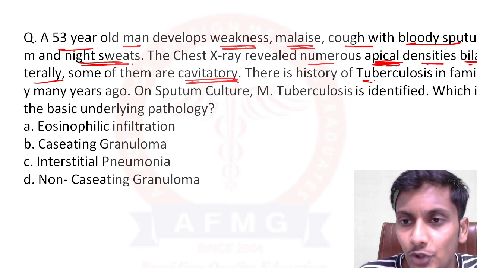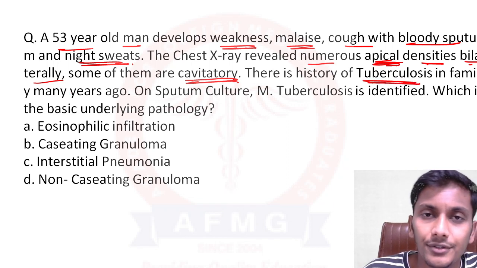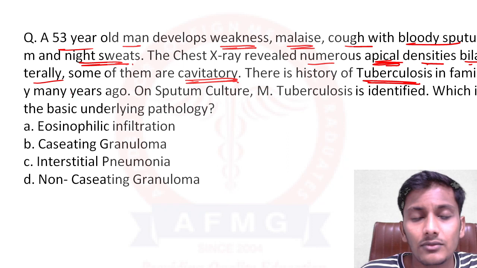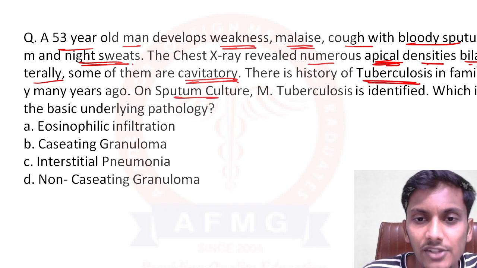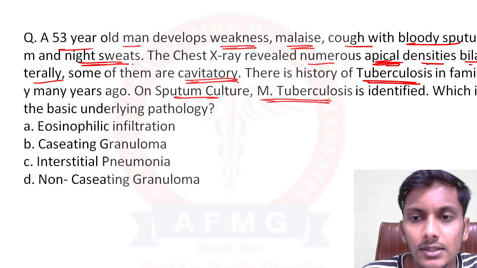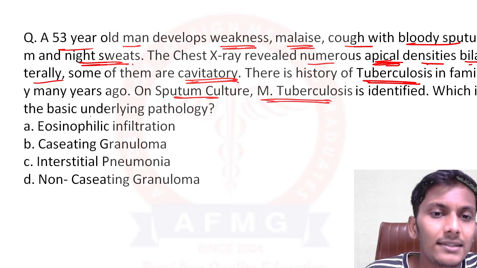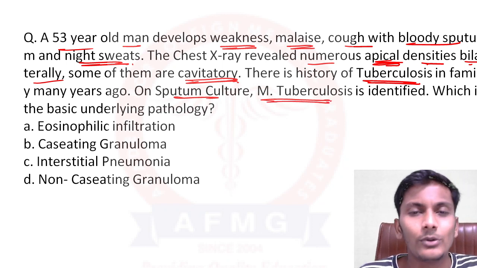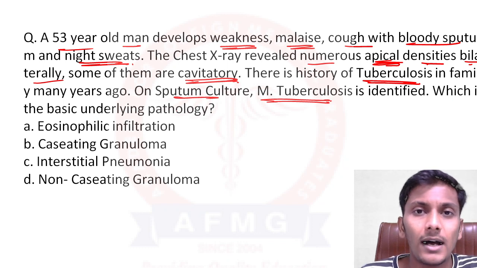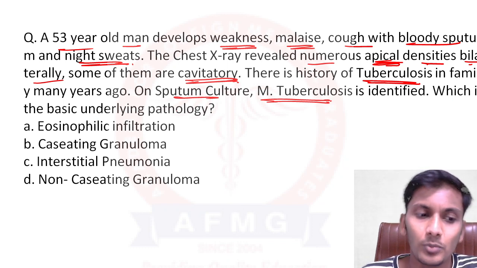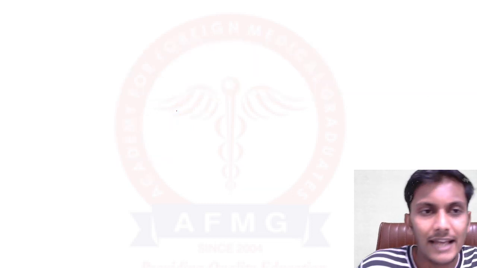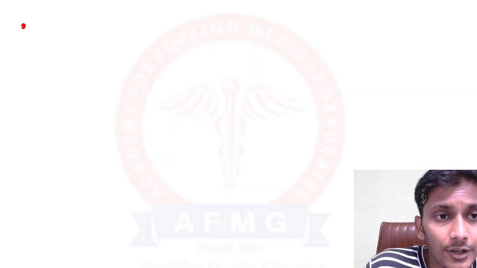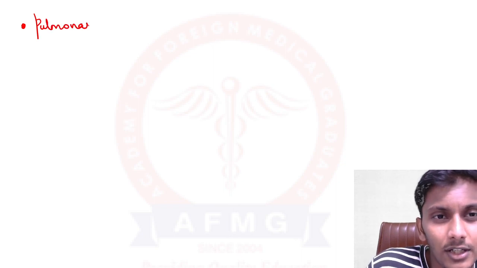There is history of tuberculosis in the family many years ago. So please remember, history taking is very much important, and there is a history of tuberculosis in his family. On sputum culture, Mycobacterium tuberculosis is identified, which is the basic underlying pathology. So now they are asking about the basic pathology in cases of pulmonary tuberculosis. So before going on to the actual question, let's discuss important points about tuberculosis, starting with pulmonary TB.